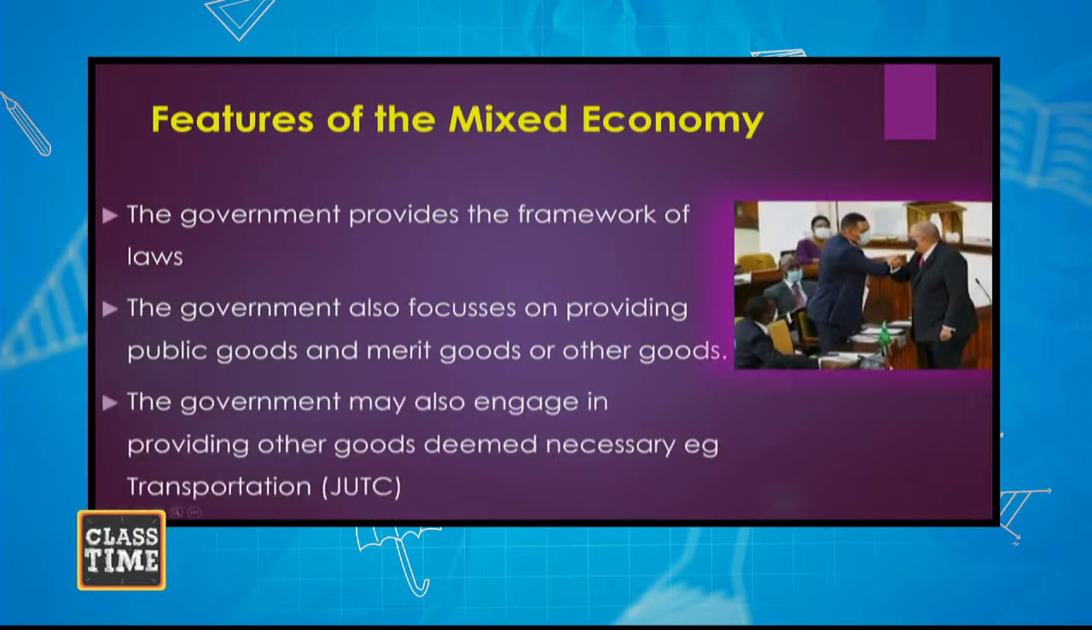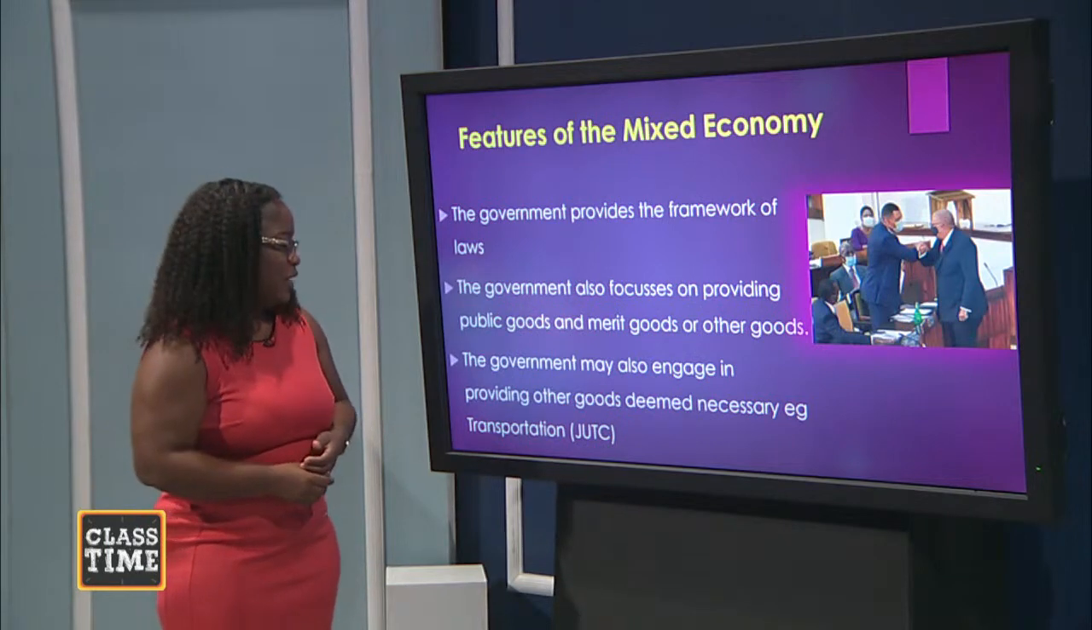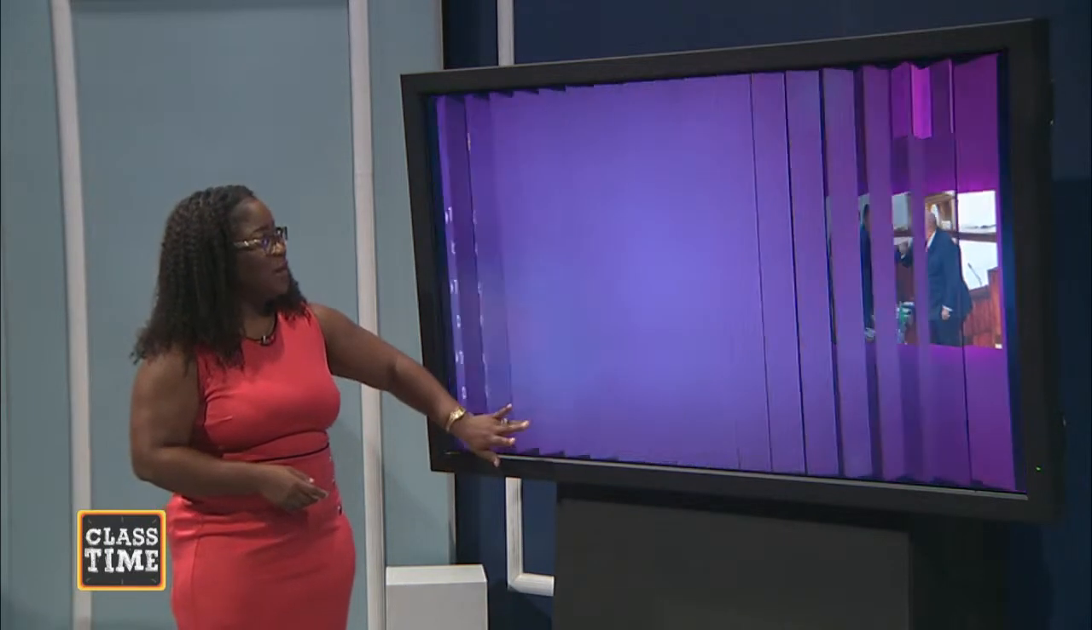The government may also engage in providing other goods deemed necessary, for example, transportation, or they may subsidize the provision of certain goods and services that the government sees are in great demand, and maybe the supply of those goods is threatened. Like the government might subsidize the production of rice and flour because those are in high demand in Jamaica. I think it's also done in Trinidad and Tobago. So let's look at some other features.